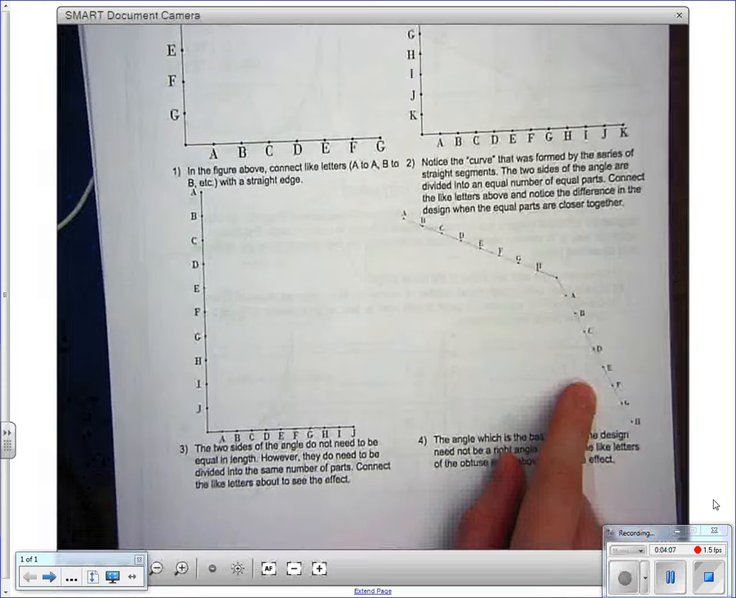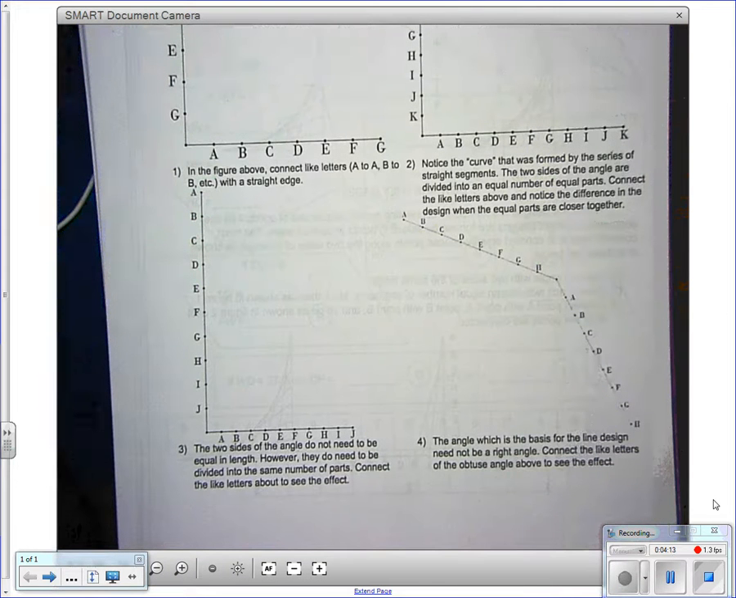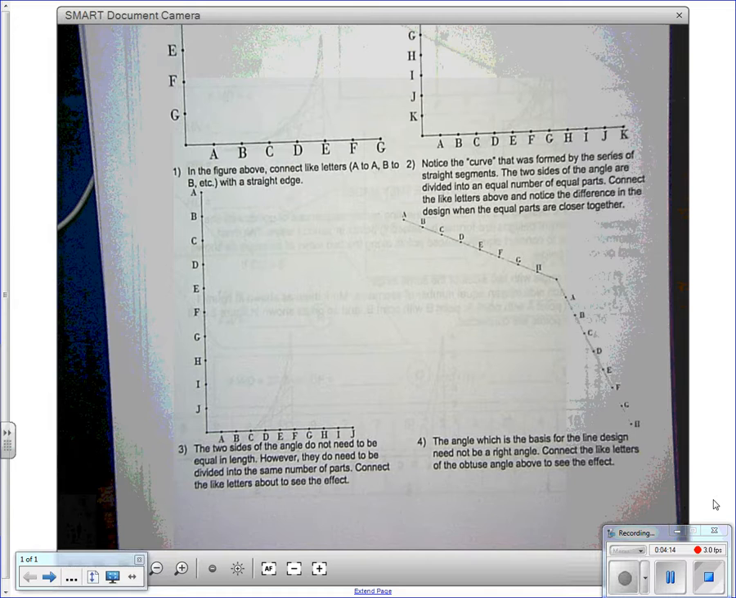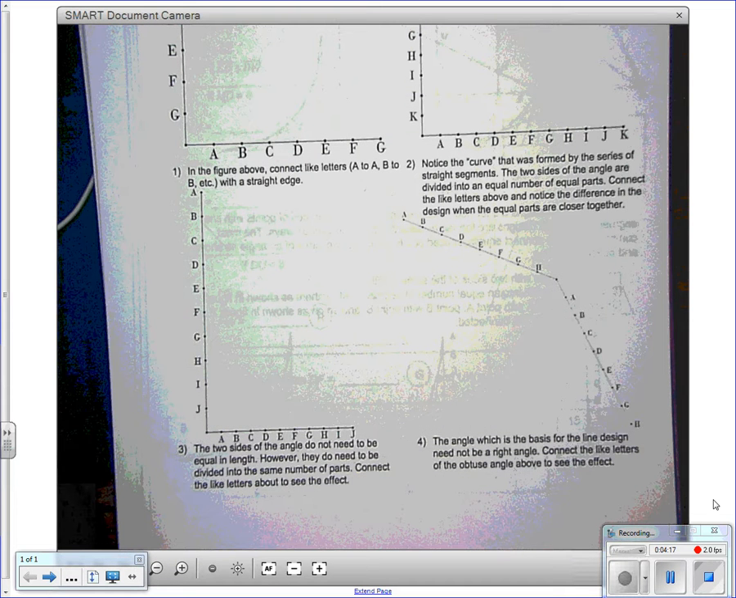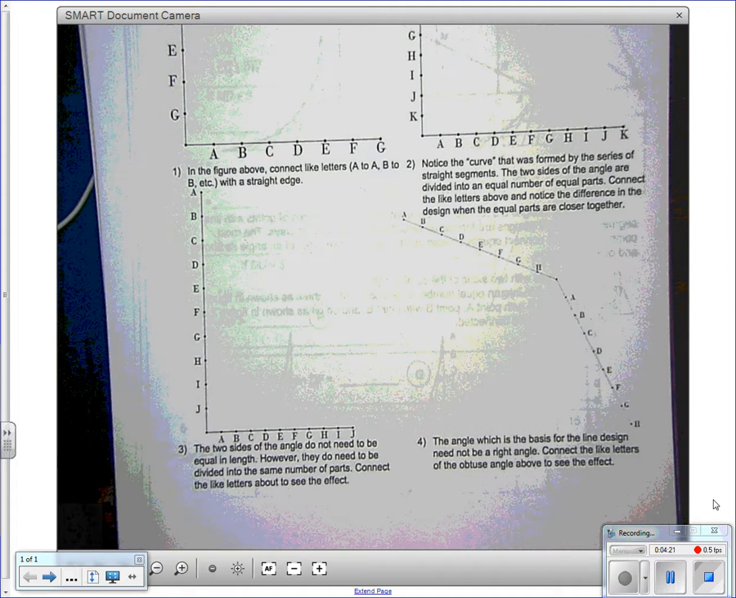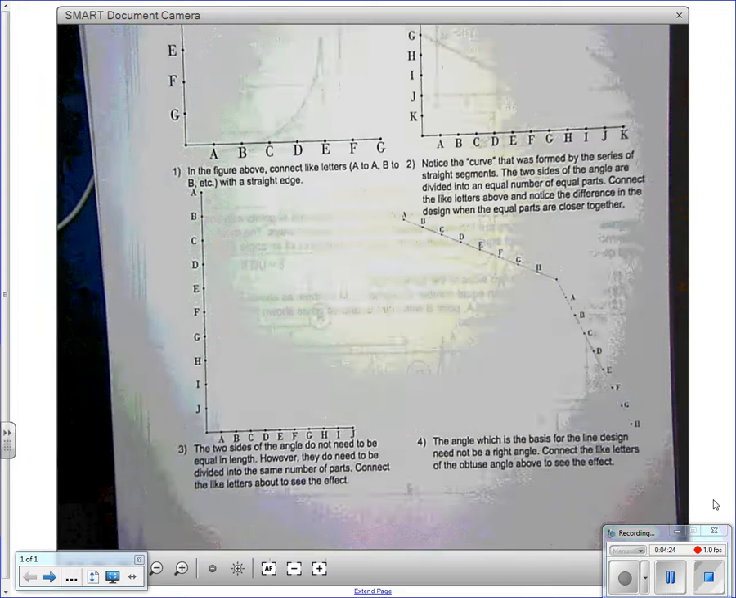Now notice, it says connect them with a straight edge. That is a ruler. Do not try and do these by hand without a ruler, otherwise your answers are not going to look very pretty, and I'm not going to give you credit because you did not follow directions. You need to make sure to connect these with a ruler, okay?